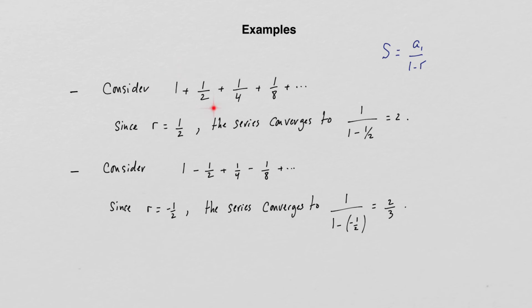So we know that this series must converge. Where does it converge to? It converges to a1, the first term, divided by 1 minus the common ratio. Well, the first term is 1, and 1 minus r, r is a half, is a half. 1 over a half is 2.